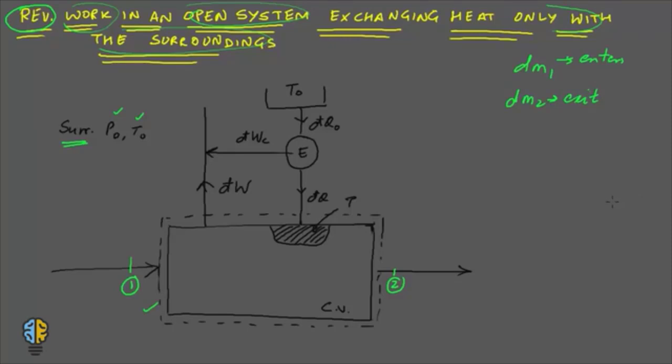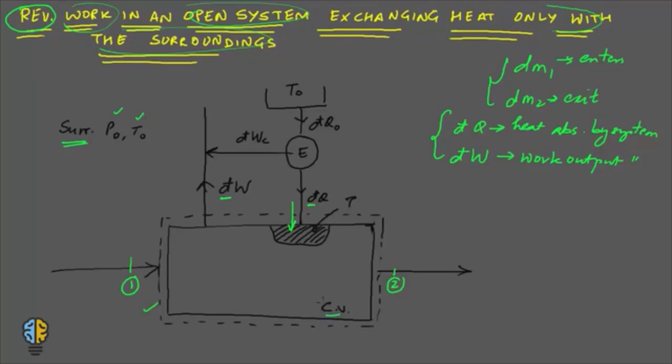Now an amount of heat dq is absorbed by the system, and an amount of work dw is delivered by the system. So dq is the heat absorbed by the system, and dw is the work output by the system. These are some parameters which define the system, and this is the control volume of the system.